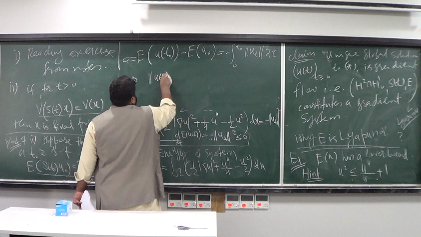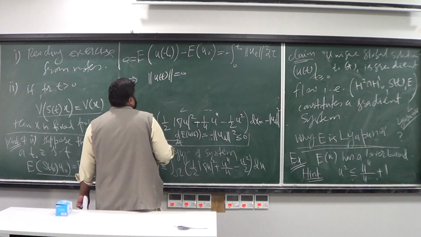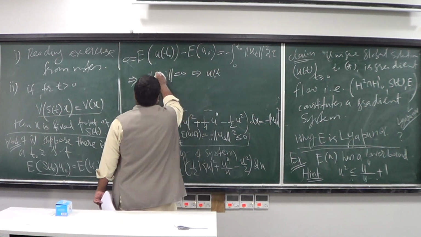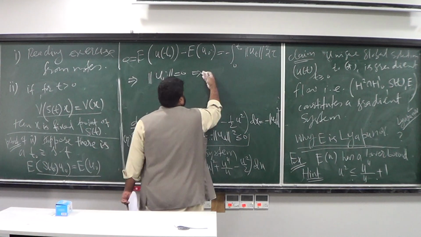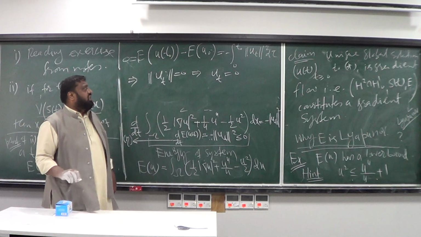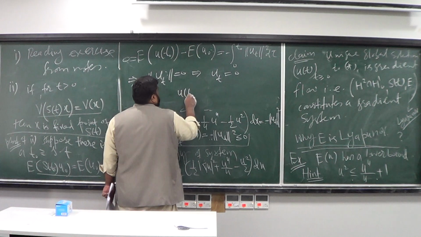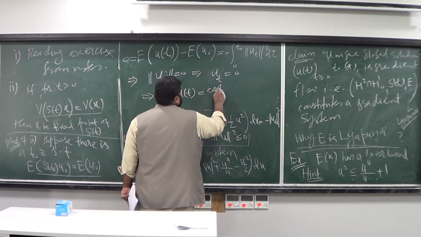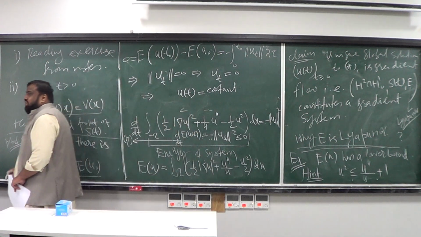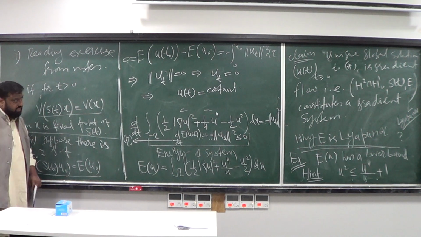So u_t is 0, or this square is 0. And if the integrand is 0, what does this mean? That u_t is 0. Its time derivative is 0. Okay? And if the time derivative is 0, what does this mean? That means that u of t must be constant actually. So if you integrate this with respect to time, we're going to get that your u of t is constant. Okay?